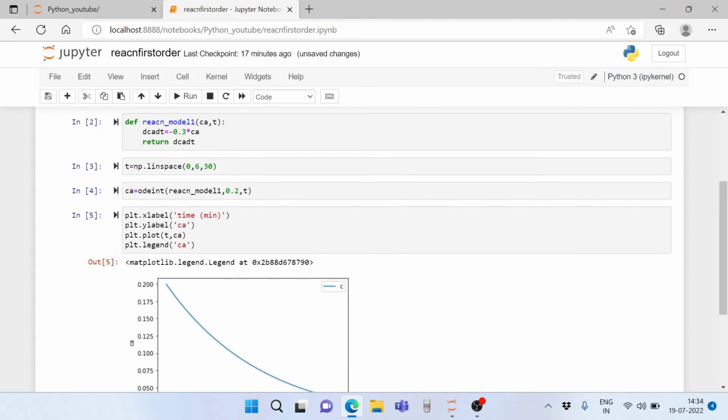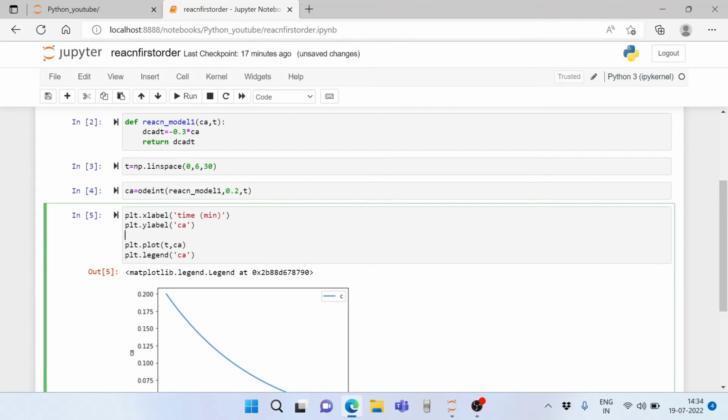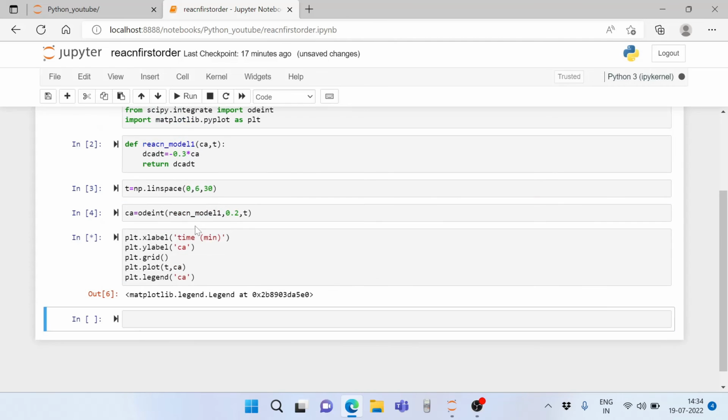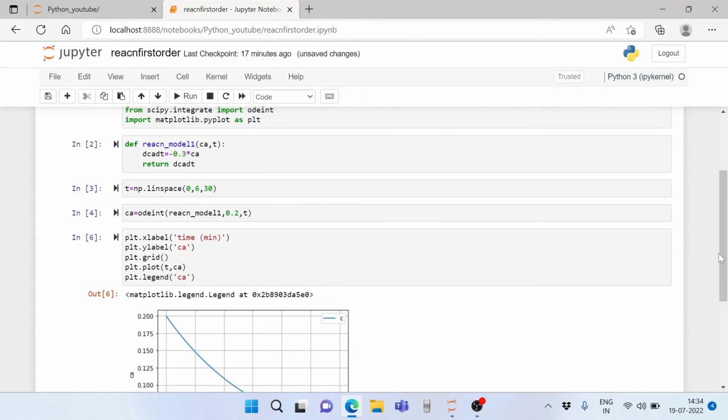Now it would be a great idea to have the grid in the plot. That makes it a bit clearer to read. So we can write here plt.grid and run it once again, and there we have the grid.